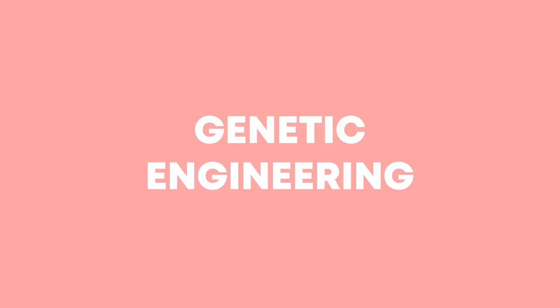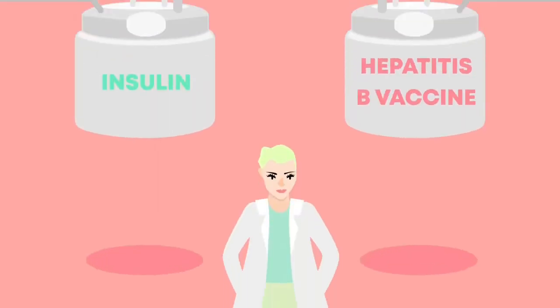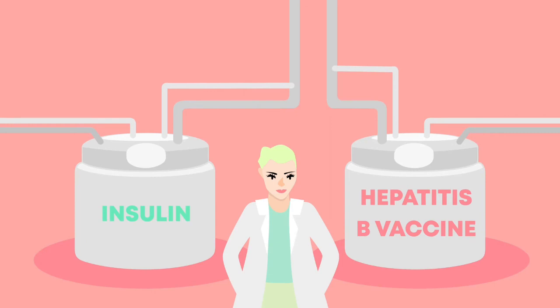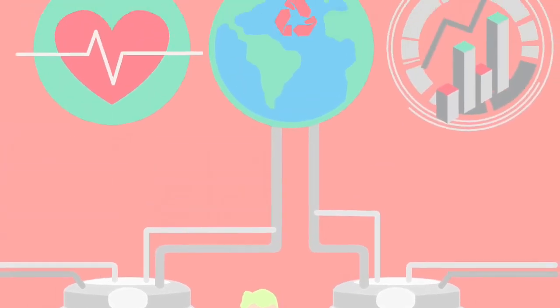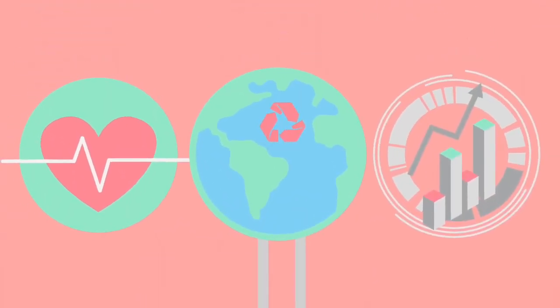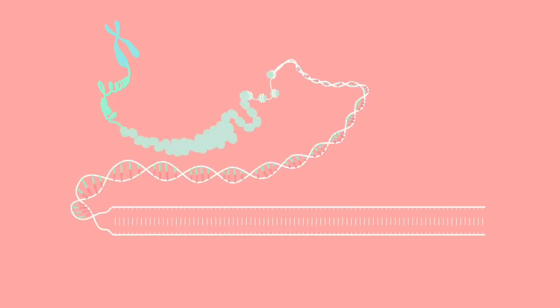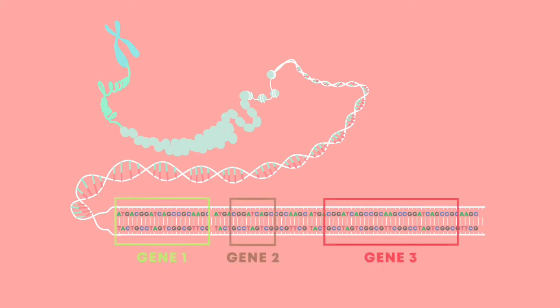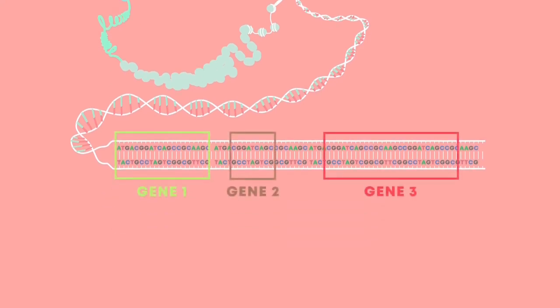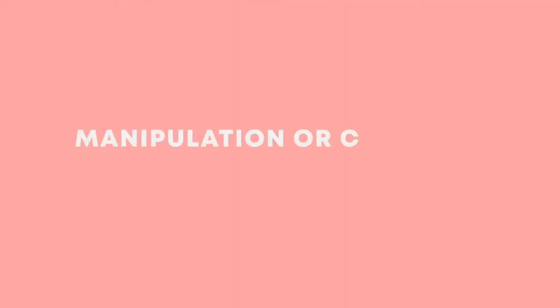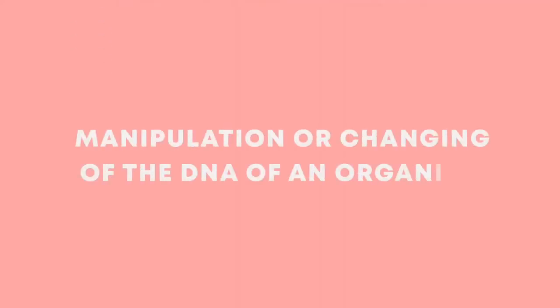Genetic engineering. Scientists are able to turn certain microorganisms into mini factories that make useful substances that improve our health, the environment, and the economy. But what is genetic engineering? An organism's DNA makes up its genes, which code for all the proteins the organism needs to survive. Each gene codes for a different protein, or part of a protein. Genetic engineering is the manipulation or changing of the DNA of an organism.